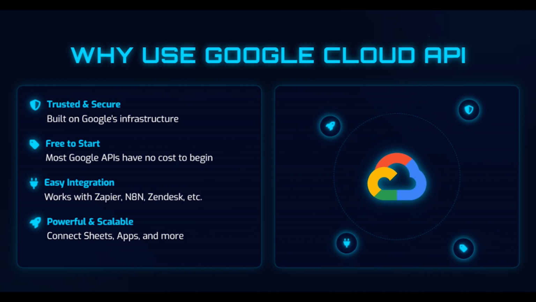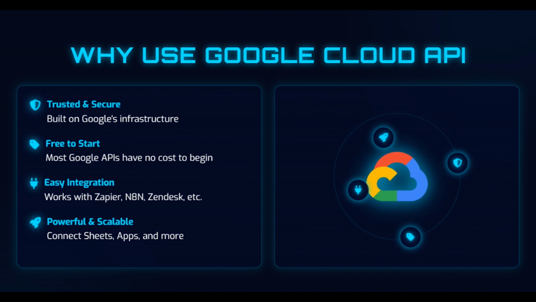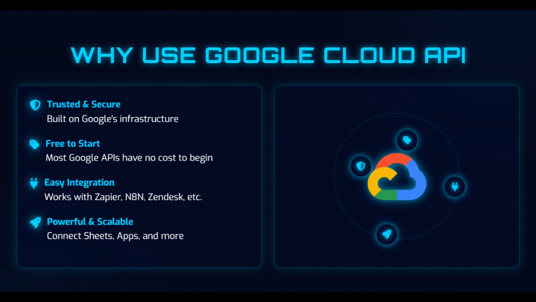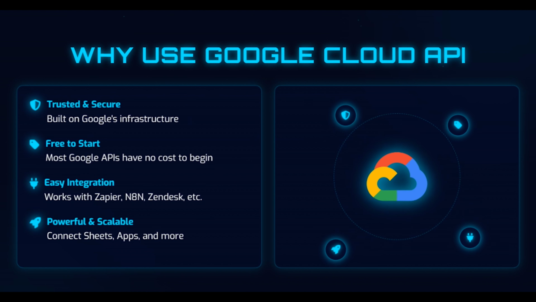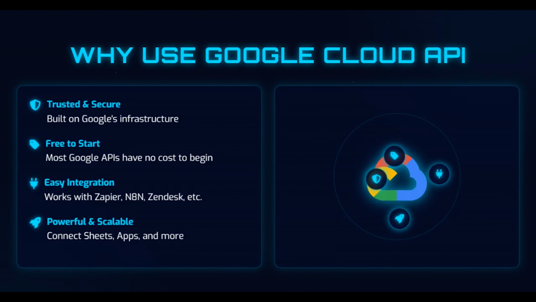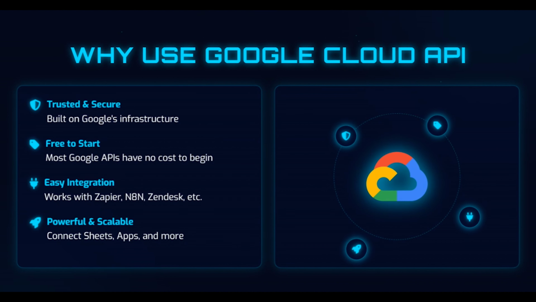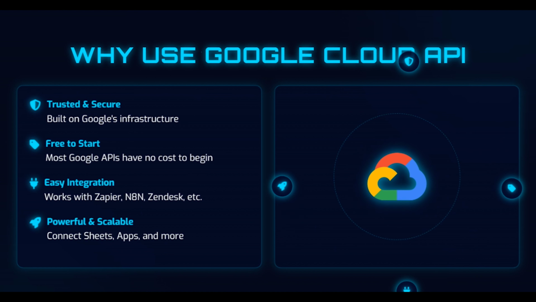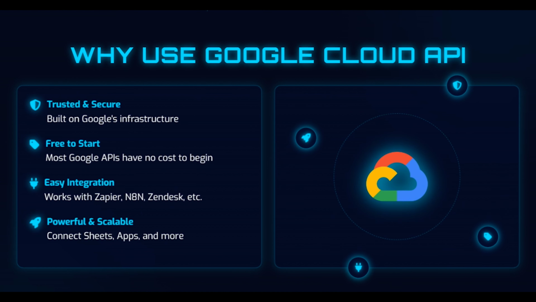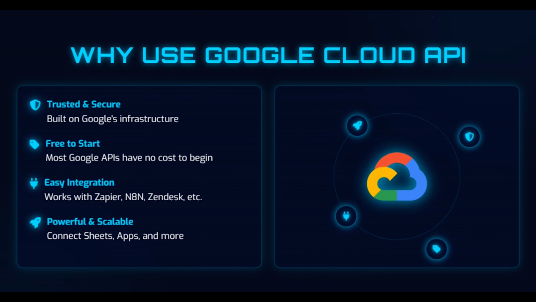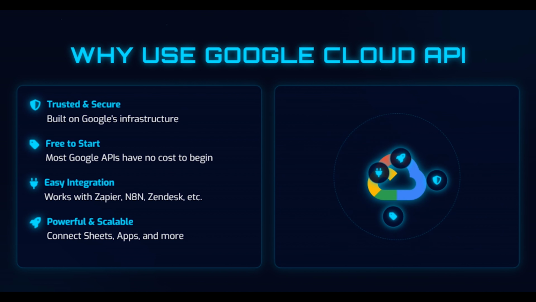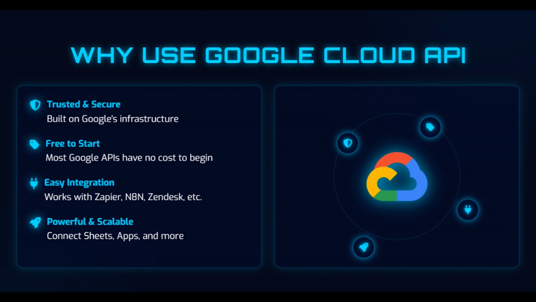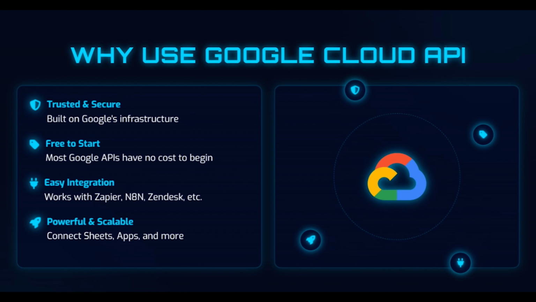Also, the integration is ready to go. It works seamlessly with different automation tools like n8n, Zapier, Zendesk, anywhere. It is really easy to integrate Google's API. And last but not least, the reason that we are using the Google Cloud API is that it is very powerful. You can connect your spreadsheets, apps, and even AI models which use Google data. So it is very easy to use.